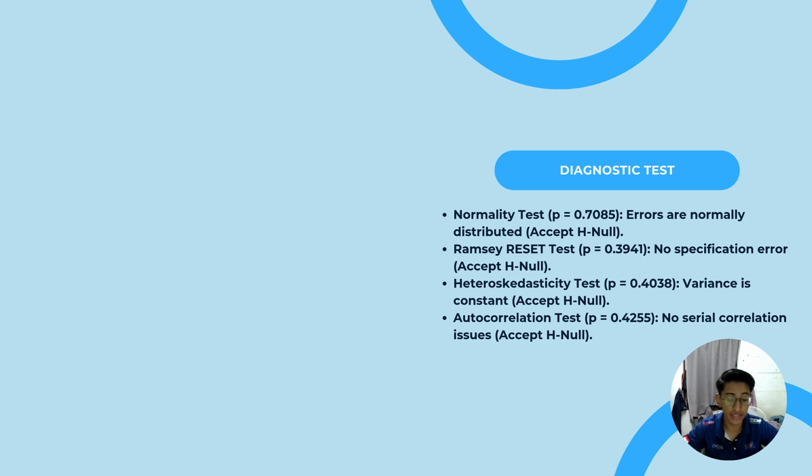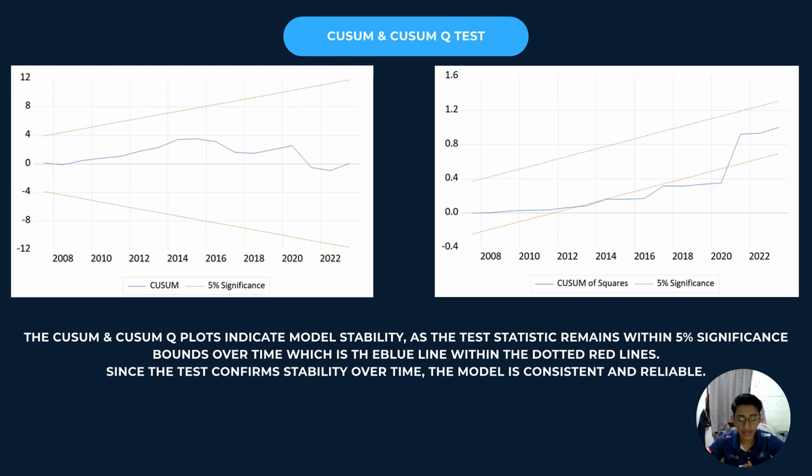Next is the heteroscedasticity test, where the p-value is 0.4038. Therefore, variance is constant. And lastly, the autocorrelation test, where the p-value is 0.4255. Therefore, there are no serial correlation issues. The last test that we run is the CUSUM and CUSUM Q test. The CUSUM and CUSUM Q plots indicate model stability as the test statistic remains within 5% significance bounds over time, which is the blue line within the dotted red lines. Since the test confirms stability over time, the model is consistent and reliable.